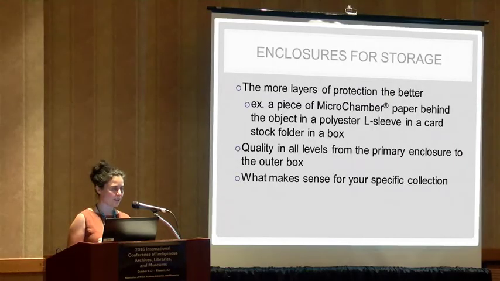So the more layers of protection, the better. If you can put, say, for example, a piece of microchamber paper which has zeolites in it behind an object in a polyester L sleeve, and then put that in a cardstock folder inside a box, you'll be adding levels of protection that are going to help to keep that object safe from the environment. You want to think about having high quality in all levels, from the primary enclosure to the outer box, and think about what makes sense for your specific collection.